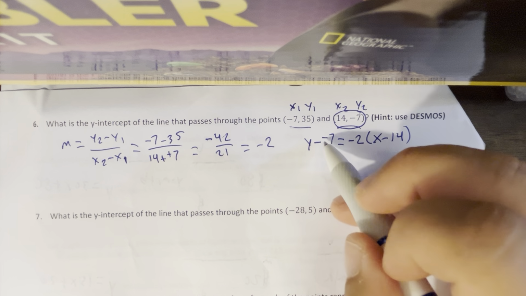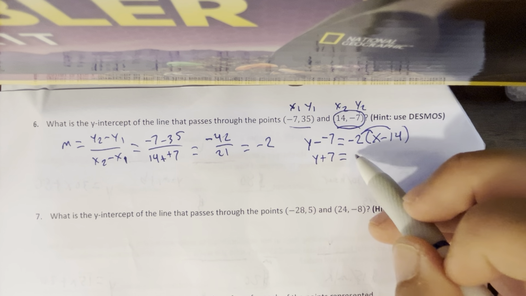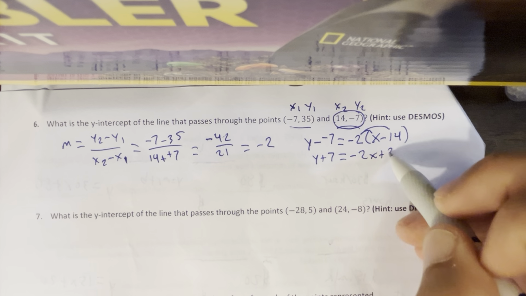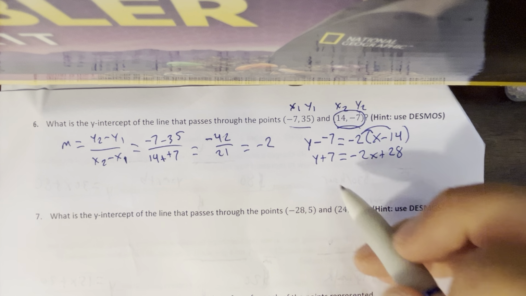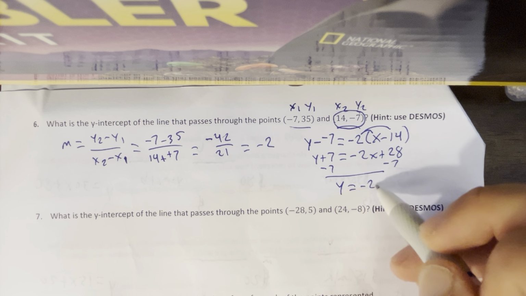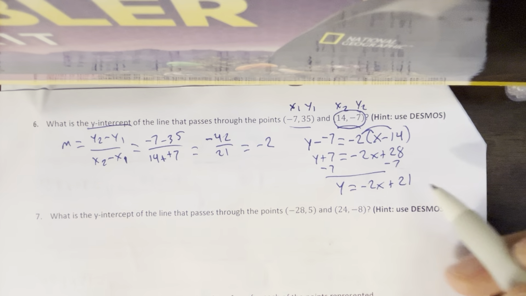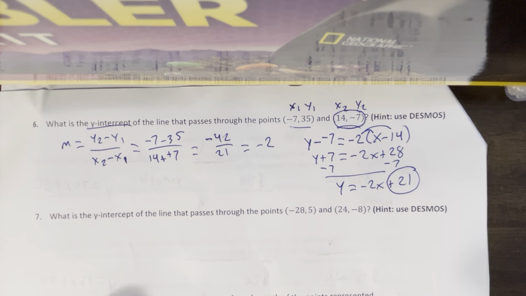And then y minus -7, again, that's y plus 7 equals, we're going to distribute this -2. So -2x plus 28. And then we'll subtract the 7 over and get y equals -2x plus 21. It wanted the y-intercept. That's my y-intercept right there. 21 is my final answer. And so now we'll do it in Desmos.